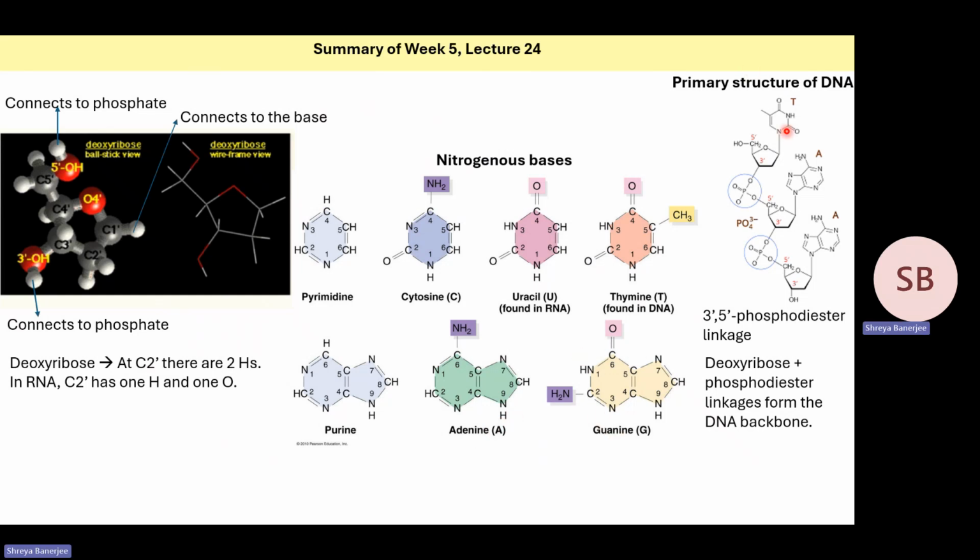The primary structure of DNA is basically like this. Each nucleotide has a deoxyribose sugar, a nitrogenous base, and a phosphate group. It is connected to the deoxyribose sugar of the next residue, which also has a nitrogenous base, and so on. So these sugars are connected by a phosphate group, and this linkage is called a phosphodiester linkage. And this sugar and the phosphate form the DNA backbone.